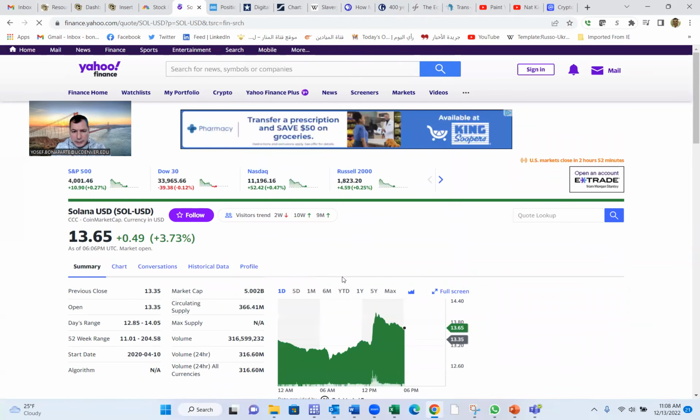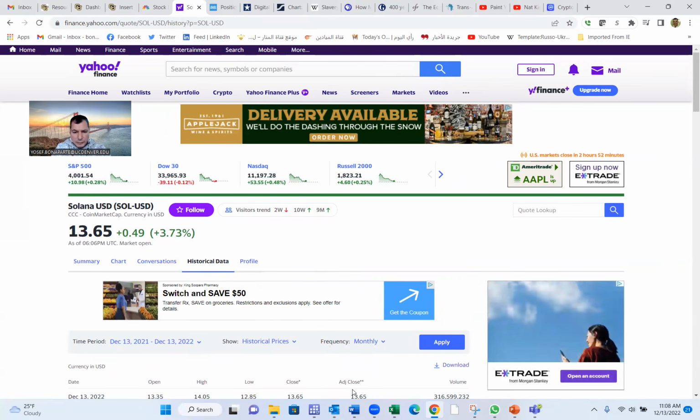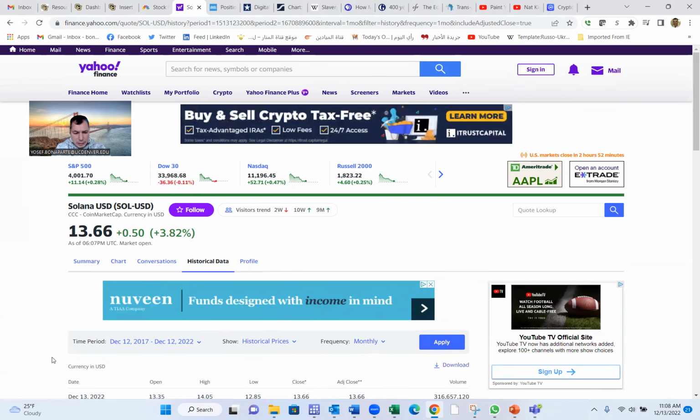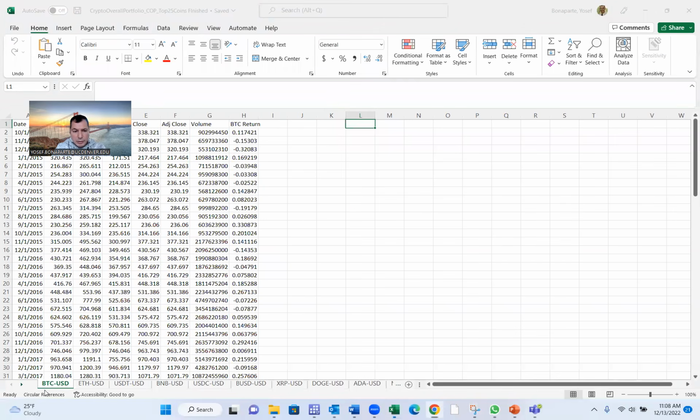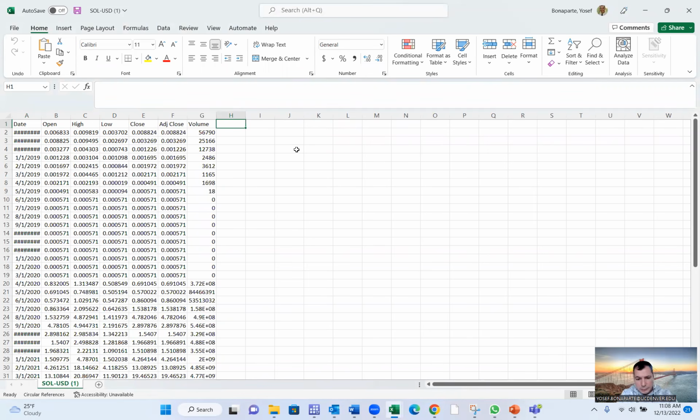You click on historical data, and we work monthly. We do 5 years because we're going to look at the last 4 years. Apply, download, and click on that. We open it. Return for Solana equals the end of the month close minus the beginning of the month close, divided by the beginning of the month close, enter.